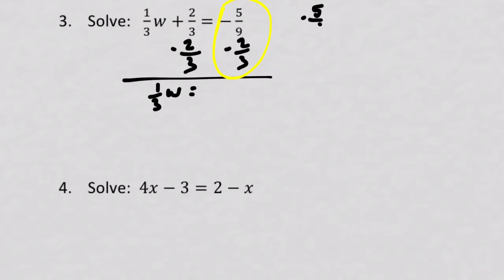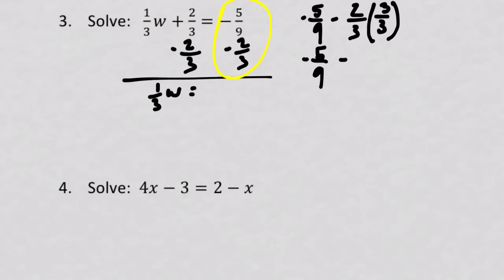Negative 5 over 9 minus 2 over 3. They don't have the same denominators. They have to have common denominators in order for me to do this operation. So what I'm going to do is find the LCD of 3 and 9. You should be able to see that one clearly. The least common denominator of 3 and 9 is 9. So leave the 9, but multiply this one times 3 over 3 to make it a 9. So we get negative 5 over 9 minus 6 over 9.